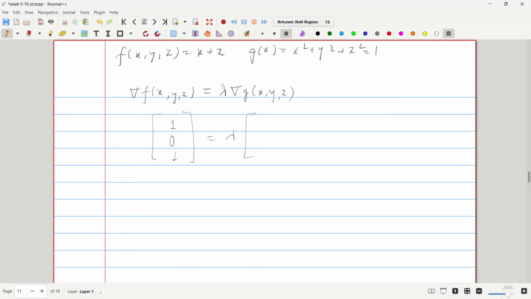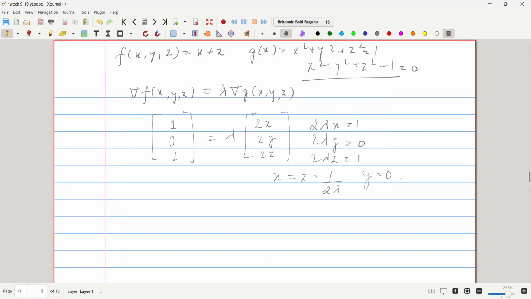Lambda times. With respect to x, 2x. With respect to y, 2y. With respect to z, 2z. Okay. You can write the constraint as x square plus y square plus z square minus 1 is equal to 0, no matter what. So, three equations we can make from here. 2 lambda x is equal to 1, 2 lambda y is equal to 0, 2 lambda z is equal to 1. So, x is equal to z, which can be written as 1 by 2 lambda, and y is 0.